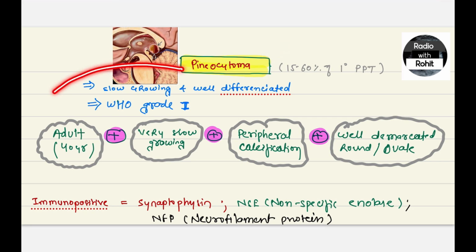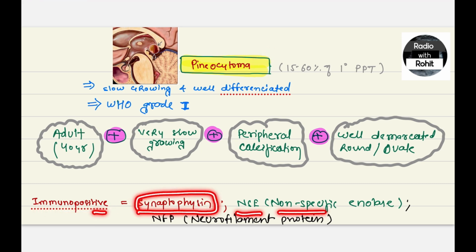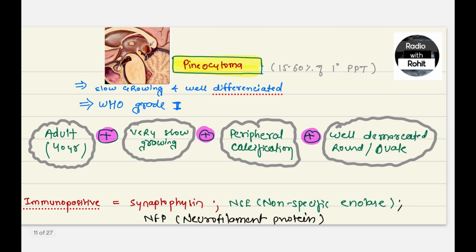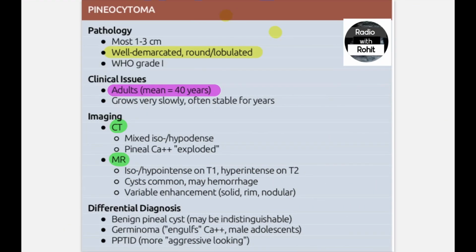One beautiful characteristic thing is the immunopositivity of the pineocytoma, which is immunopositive for synaptophysin, NSE or neuron-specific enolase, and neurofilament or NFP. So this is about the pineocytoma. This is from the Osborn pathology: 1 to 3 centimeters in size, well demarcated, round to lobulated, presenting in adults with a mean age of approximately 40 years. On CT scan, there will be a mixed iso to hypodense mass with peripheral calcification, which we will differentiate as pineocytoma.